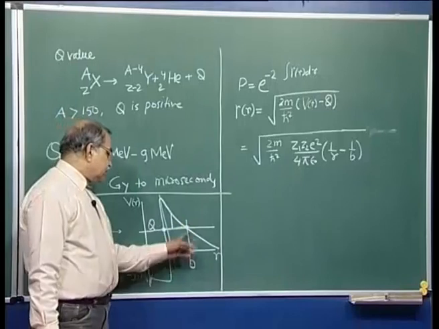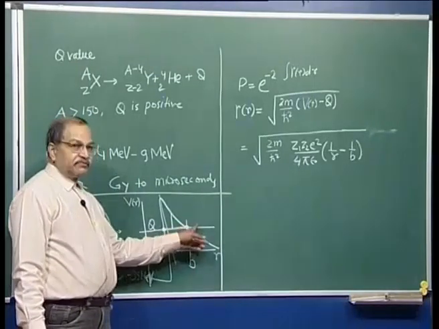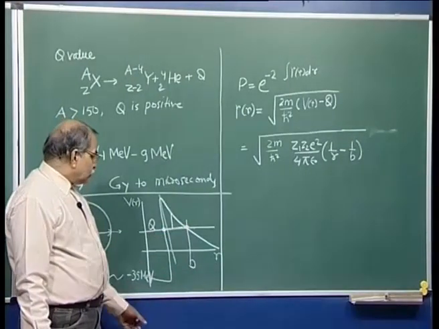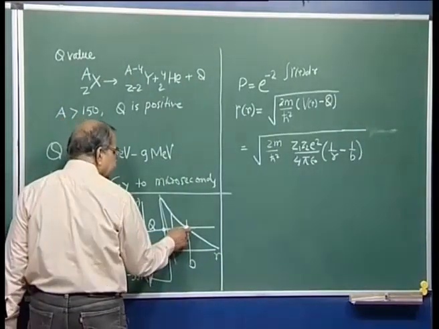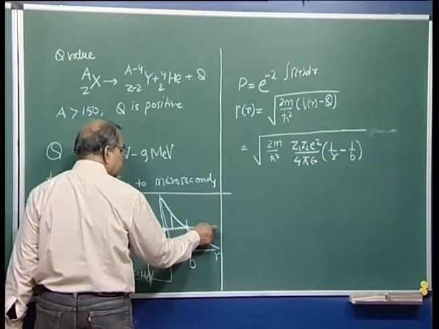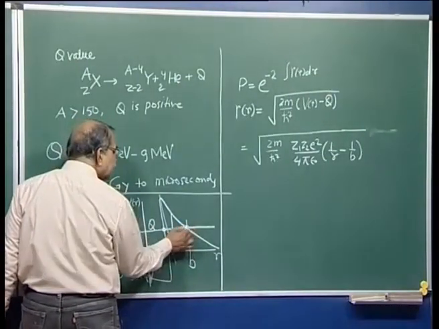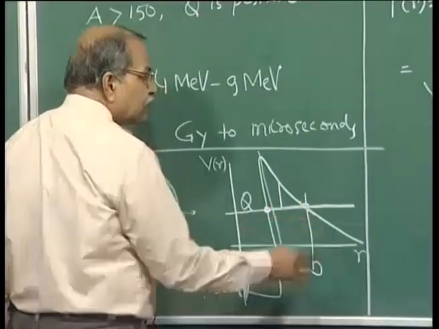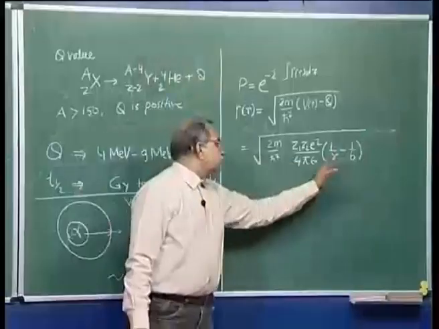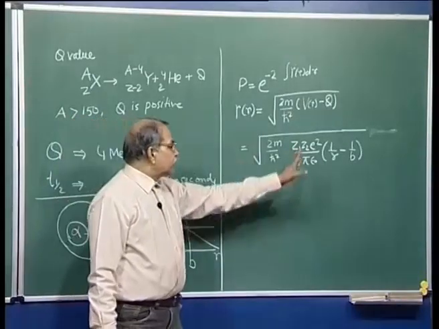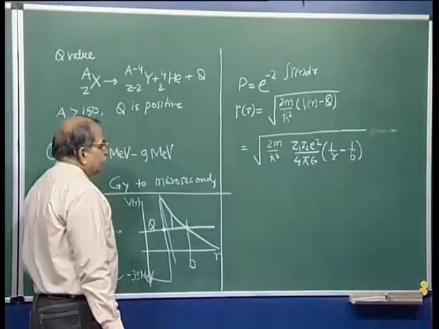B is the point where it comes out, so the barrier ends here. So, q is the energy. If you take q as the energy of the alpha particle, then that is equal to the Coulomb potential energy at this point. So, Z1 Z2 e square by 4 pi epsilon naught b is the value of q. So, q you can write it in this way.